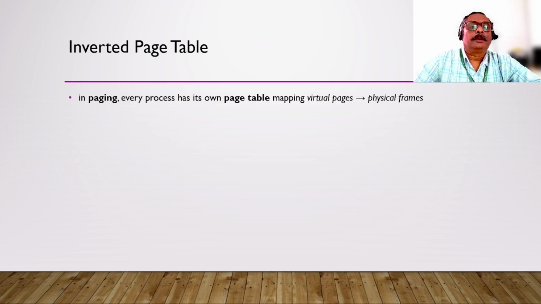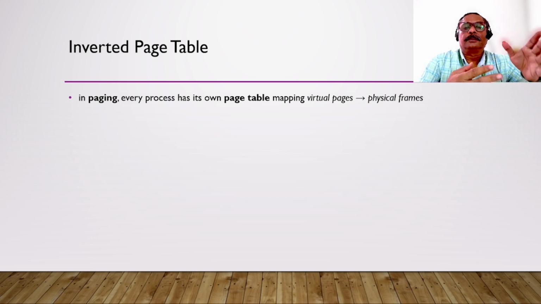The problem we have is that in our normal paging, every process has its own page table which maps the virtual pages to the physical pages. So every process in our system will have one page table, and that maps the virtual pages of the process to the physical frame where these pages are occupying.